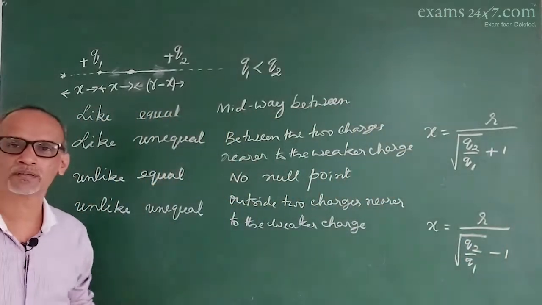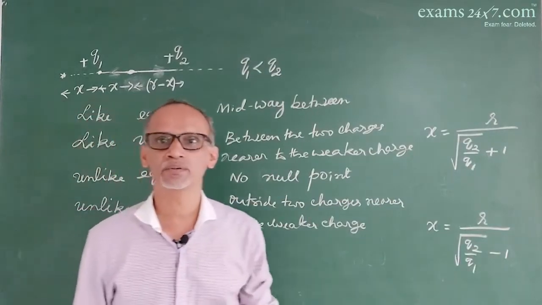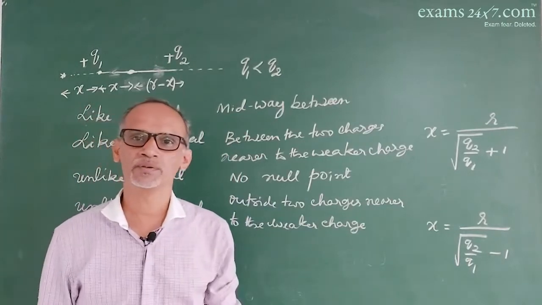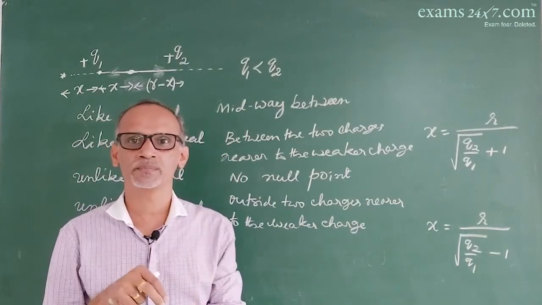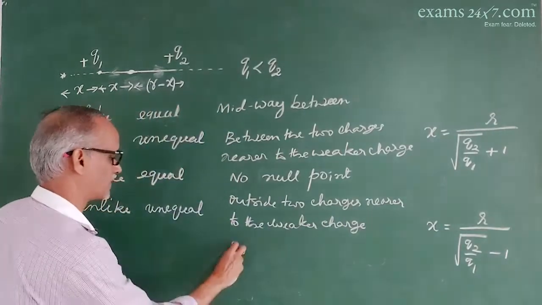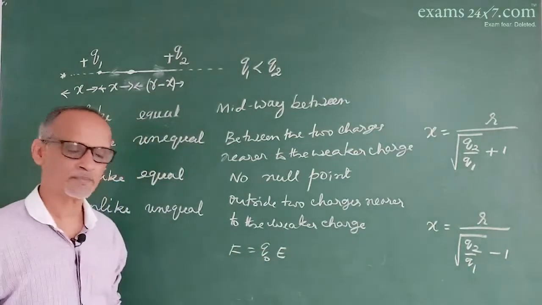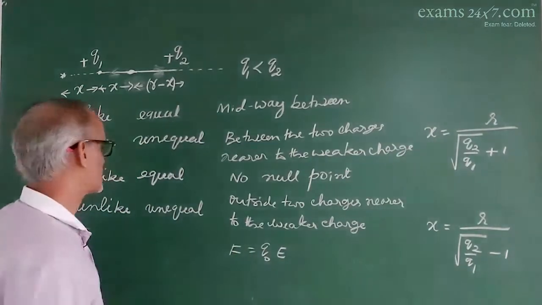So this is the method of finding null points. So what is a null point? It's a point in an electric field where the resultant electric field is 0. And what is the force experienced by a charge placed at that point? The force experienced by a charge placed at that point is 0, because the force is always given by charge placed into the electric field. Electric field is 0, so force is also 0 at such point.